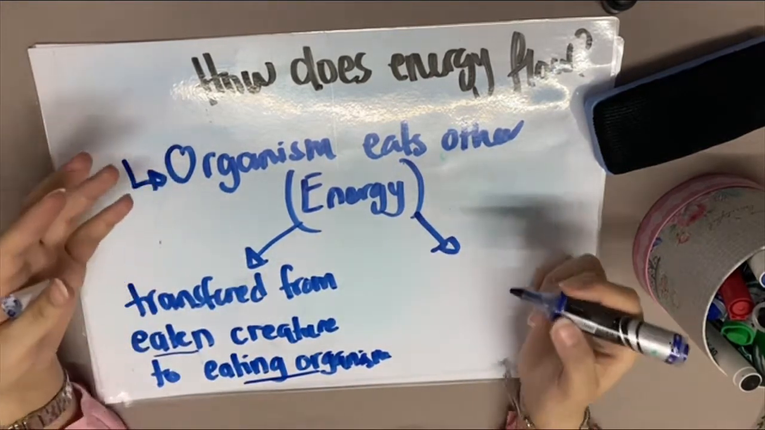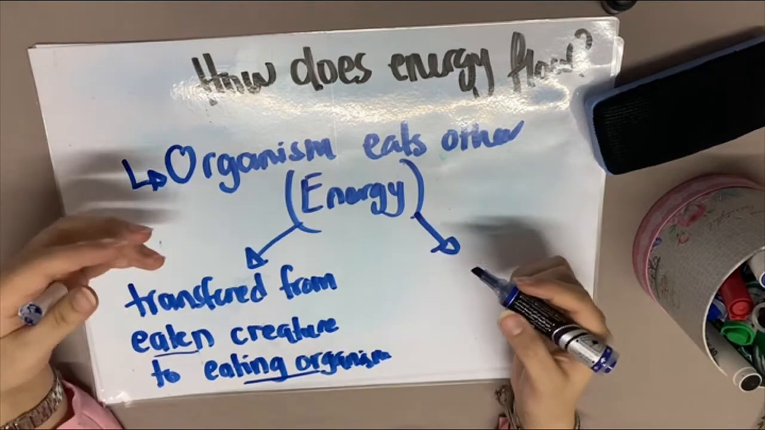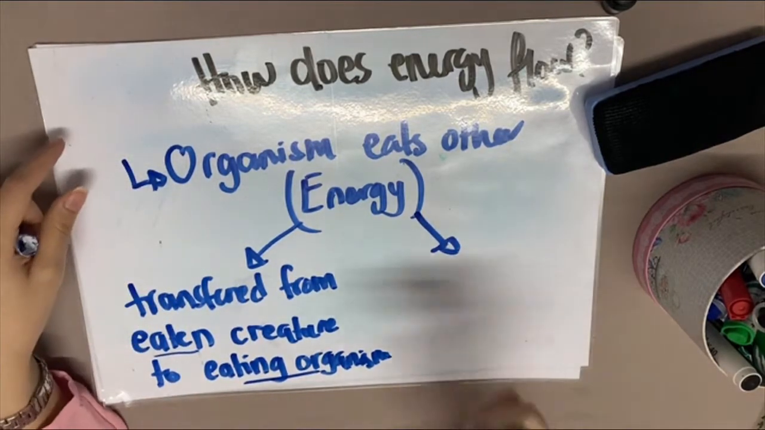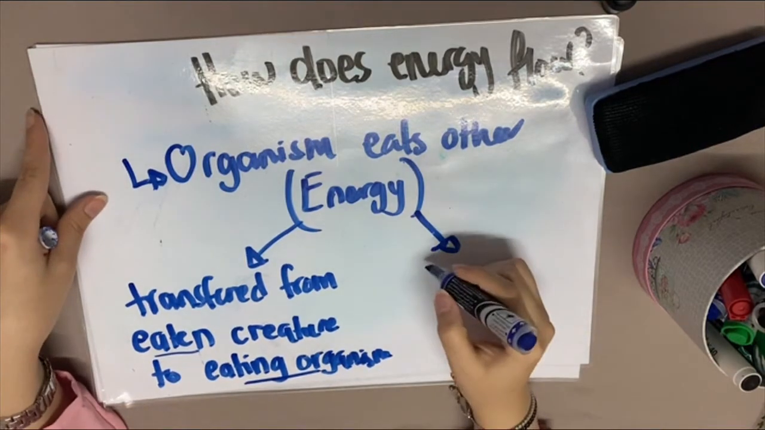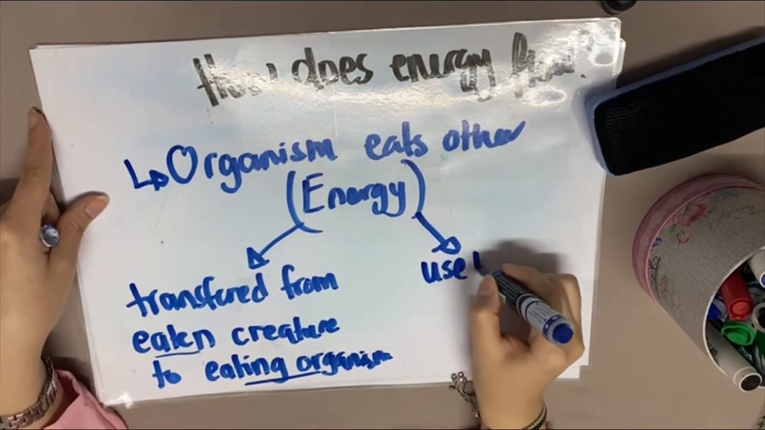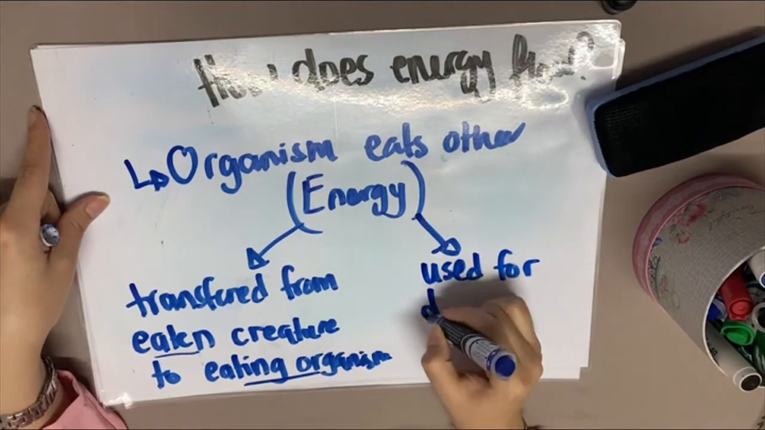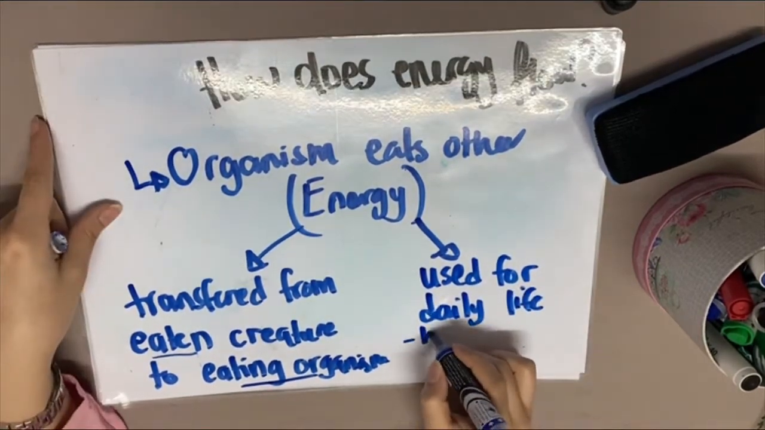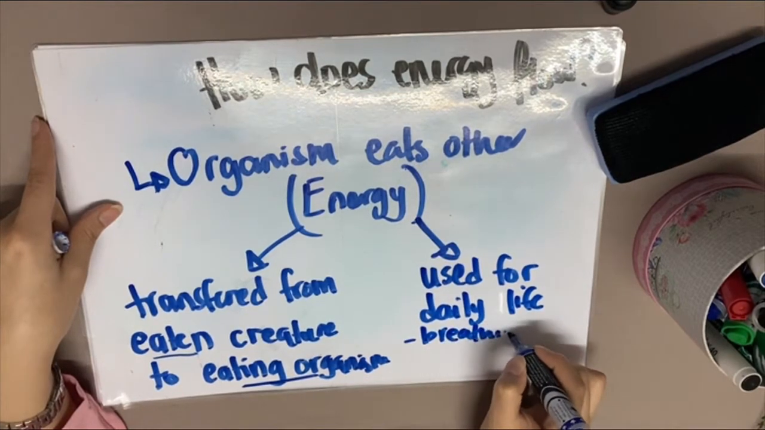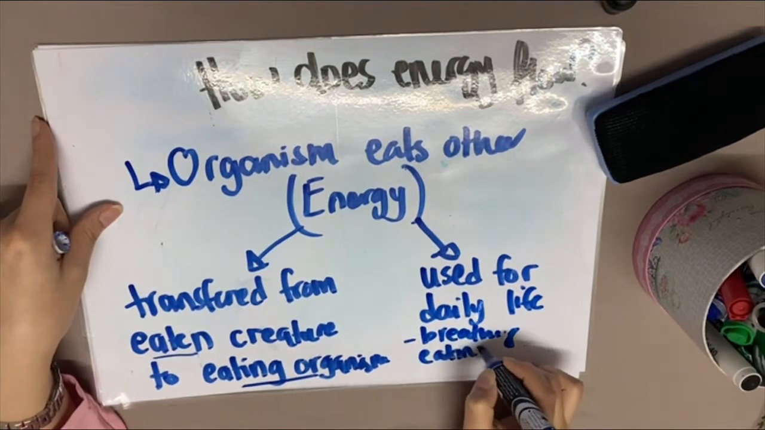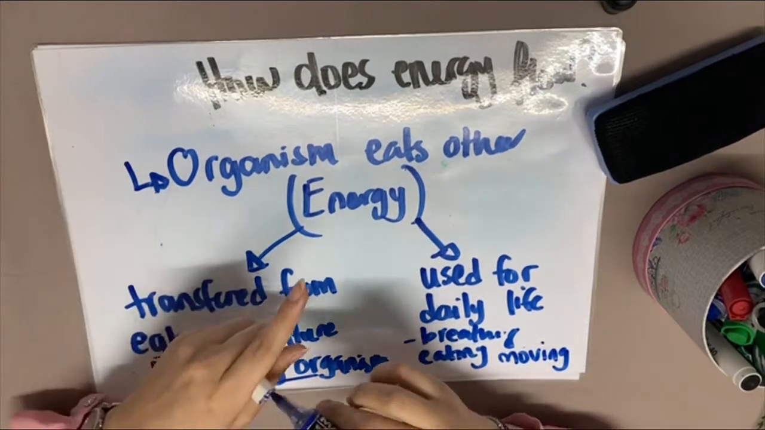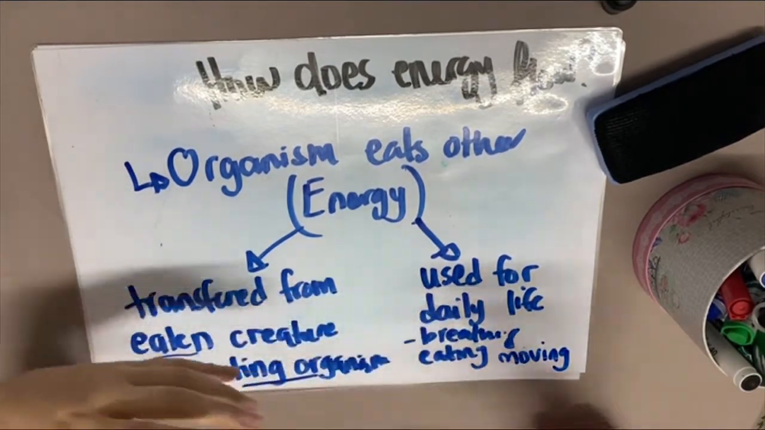The other part of the energy that flows, doesn't really transfer, is the energy that is used for daily life. Daily life activities like what? Breathing, eating, moving. All these are activities that require energy.